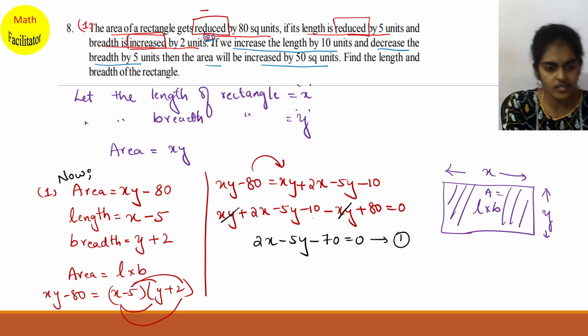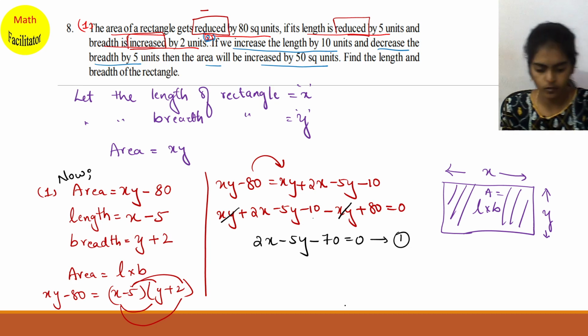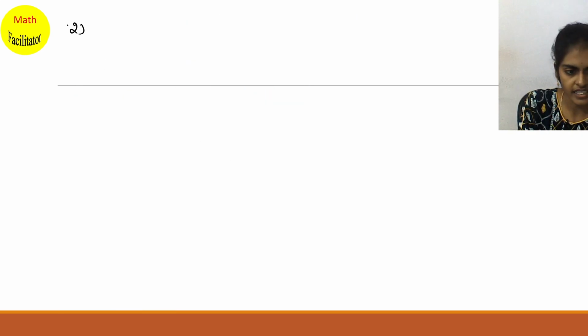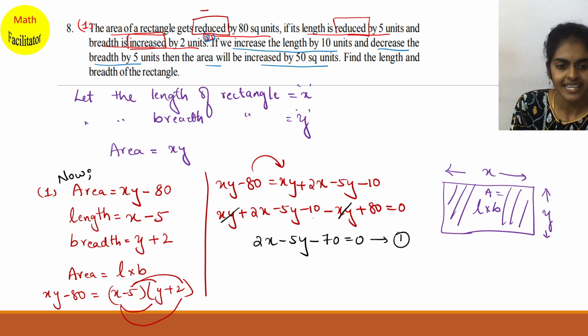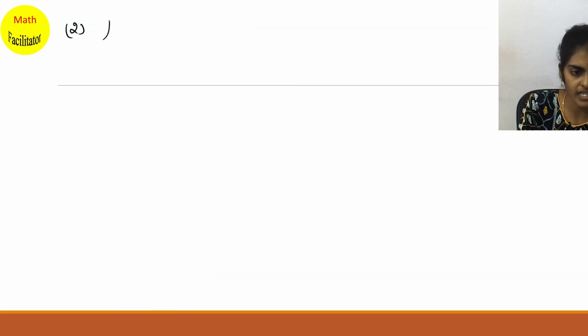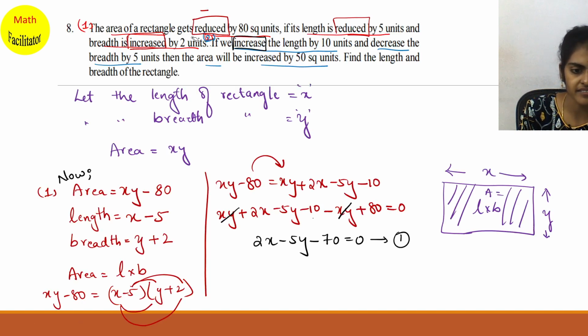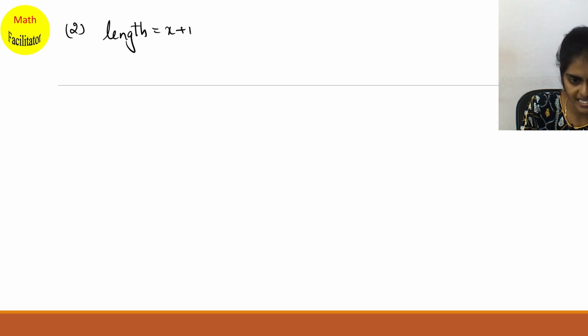So now let us use condition 2, the blue color one. Condition 2 says that length is increased. If we increase the length by 10 units, that means the original length was x units, isn't it? So this is x plus 10, and breadth.